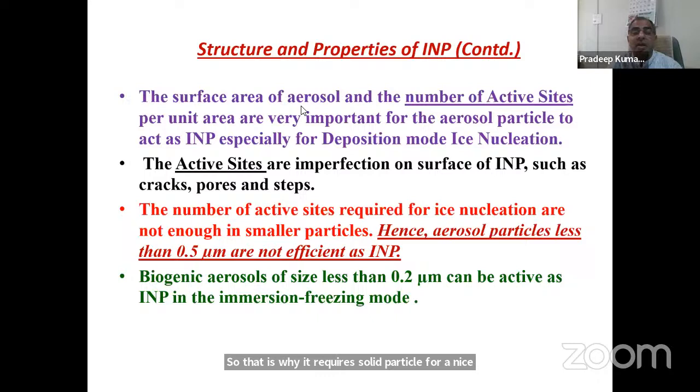Now, the surface area of an aerosol and the number of active sites per unit area are very important for the aerosol particle to act as an ice nucleating particle, especially for deposition mode ice nucleation. Now, what are these active sites? Active sites are imperfections on the surface of the ice nucleating particle, such as cracks, pores, and steps. The number of active sites required for ice nucleation is not enough in smaller aerosol particles. Hence, aerosol particles less than 0.5 micron are not efficient as ice nucleating particles.